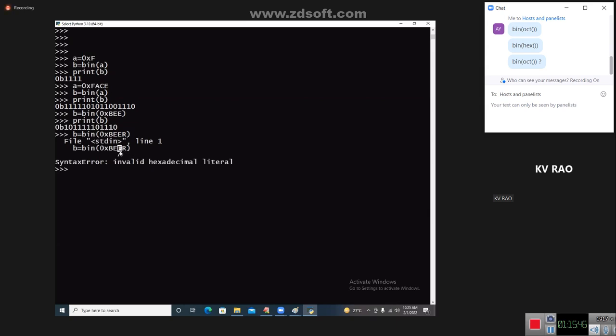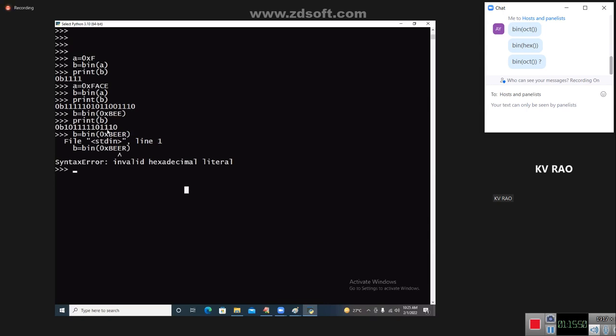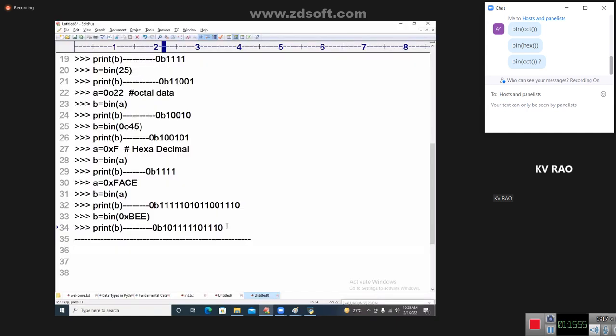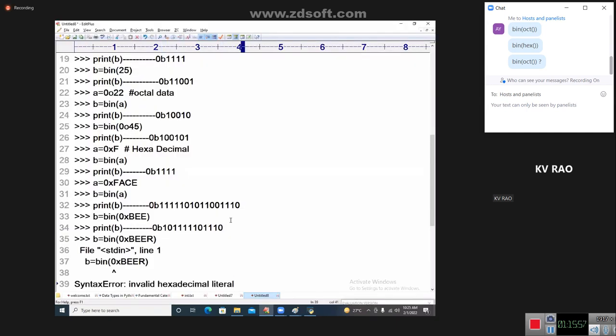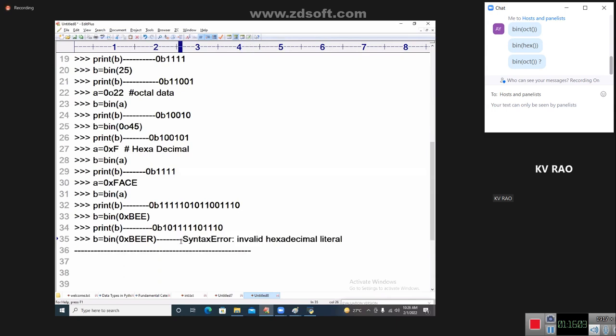Only up to F is valid. R is called an invalid literal. This is one error. So always keep in mind what is given and how to answer it. Those things you must understand. So coming to this point, here I'm going to give you clarity on this area.